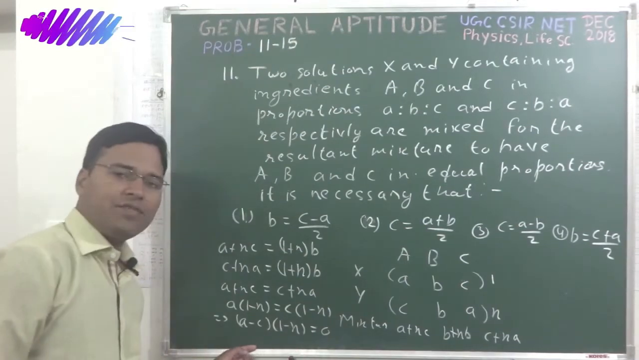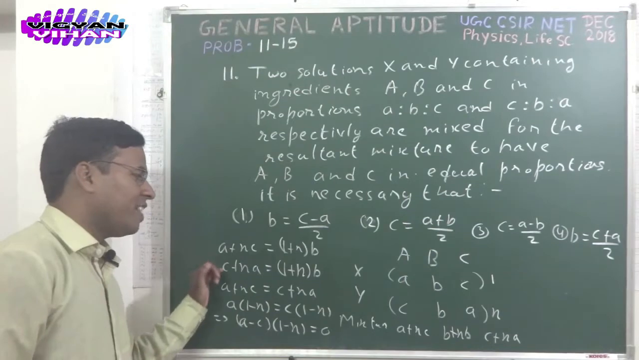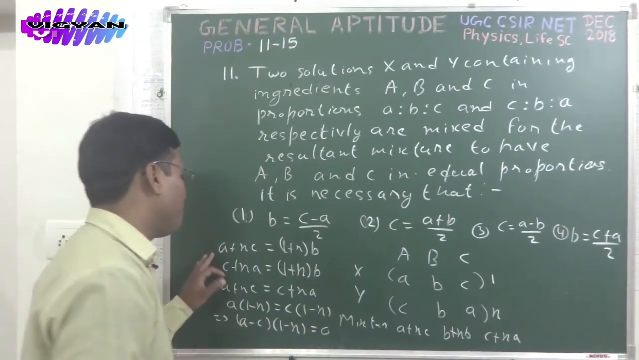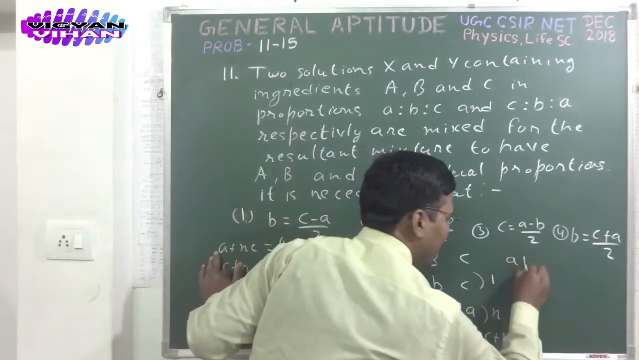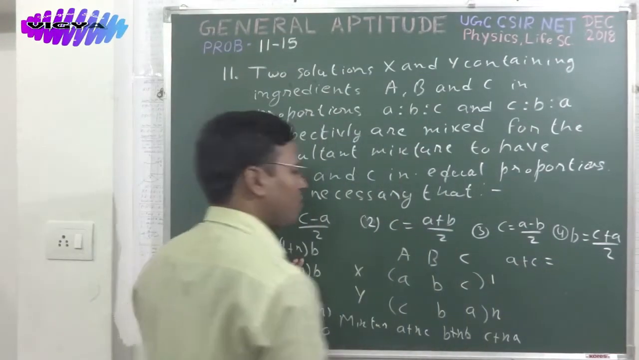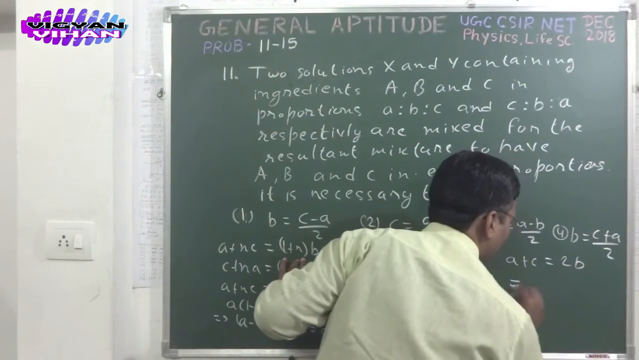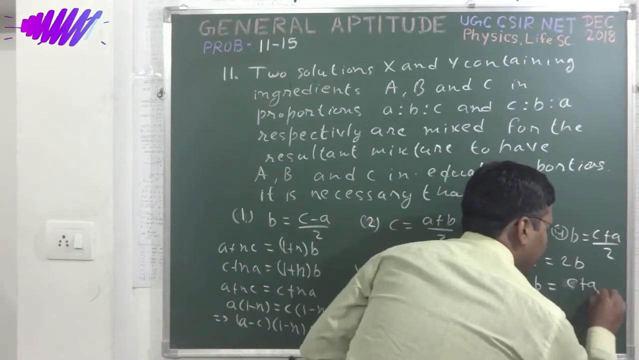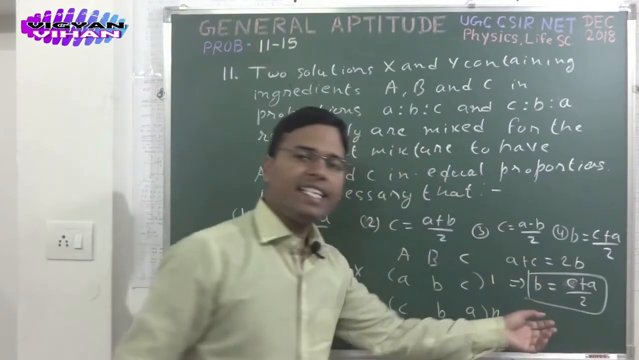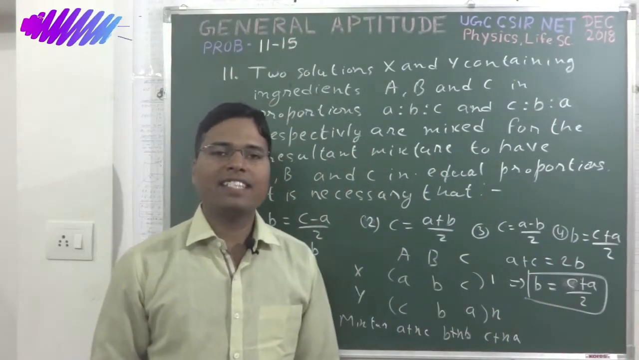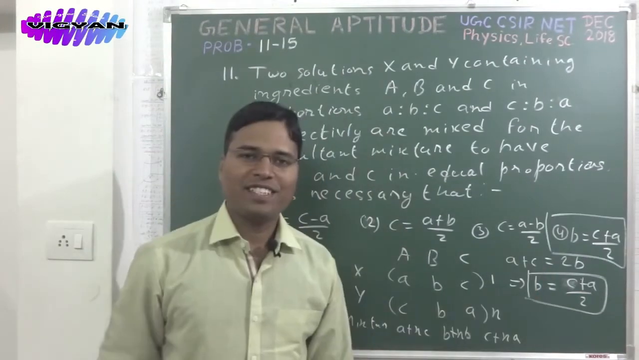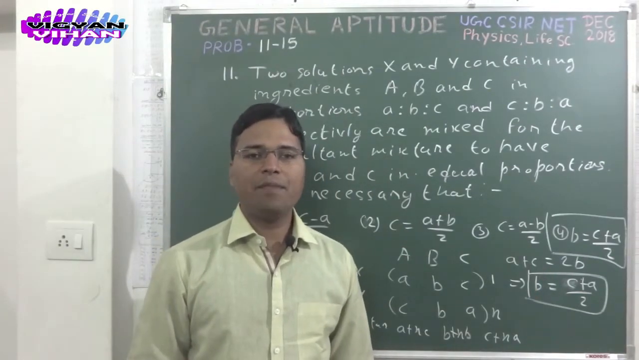Now, put this value in any one of these above equations. Put the n value equal to 1. Then what will we get? A plus C would be equal to 2B, or we can write here B is equal to (C plus A) by 2. That is our required solution. The correct answer of this problem is option 4, B is equal to (C plus A) by 2.